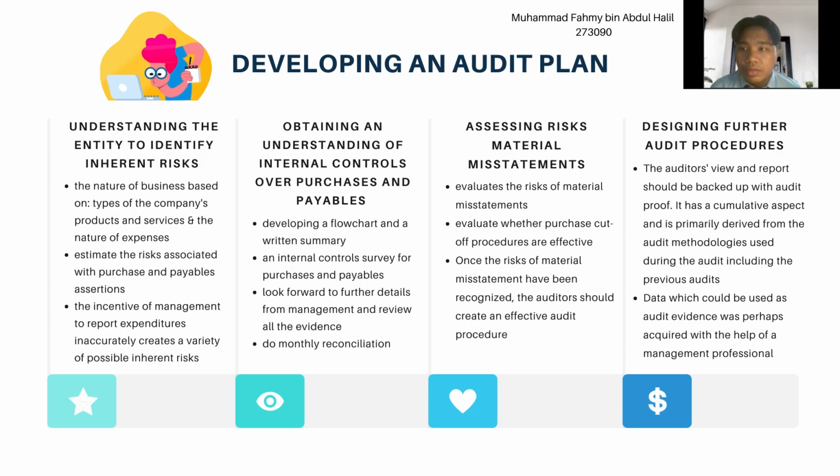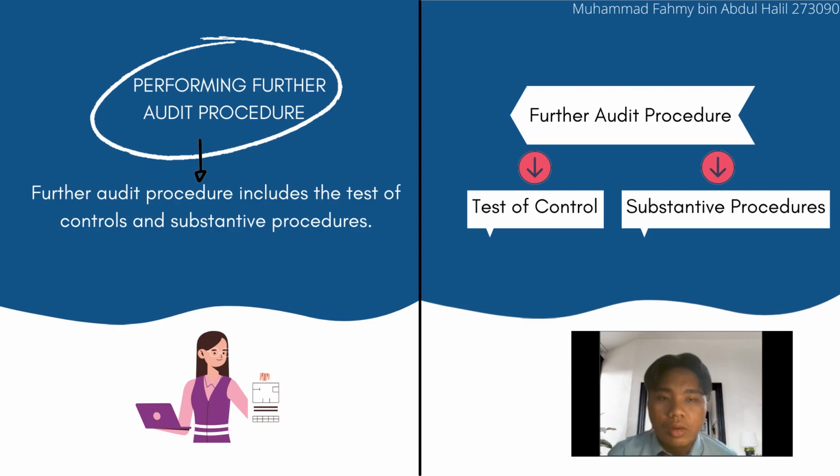Today I want to present about designing further audit procedures. For this topic we have two points. For the first point, the auditor's view and report should be backed up with the audit proof. It has a cumulative aspect and it is primarily derived from the audit methodologies used during the audit, including the previous audit. For the second point, the data which could be used as audit evidence was perhaps acquired with the help of a management professional performing further audit procedures.